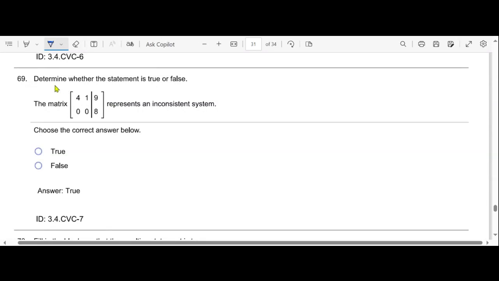Okay, you read number 69. Determine whether the statement is true or false. The matrix, row one and column 9, represents a consistent system. True. Why? Because 0 doesn't equal 8. So 0 does not equal 8. Therefore, it's what? Inconsistent. Means what? No solution. Means what? Undefined, 0, empty set.